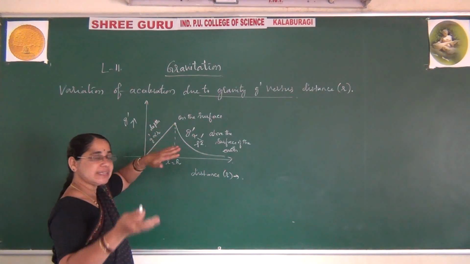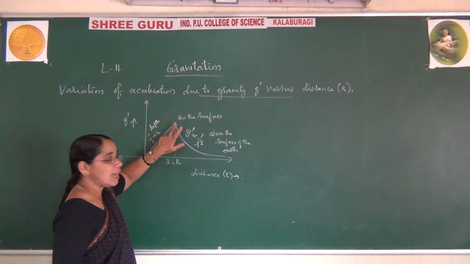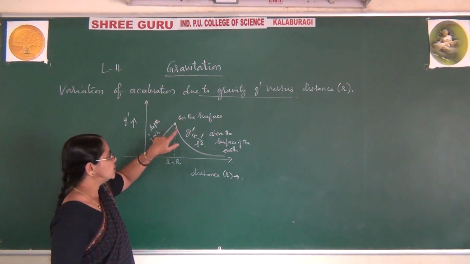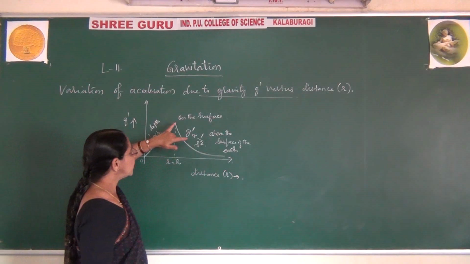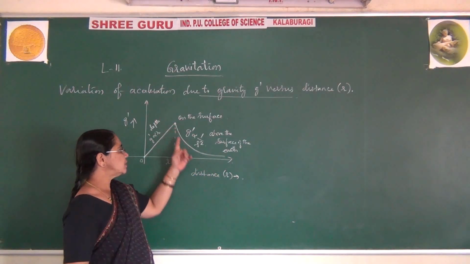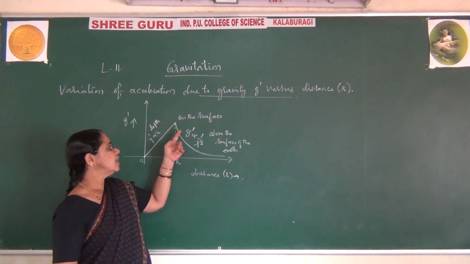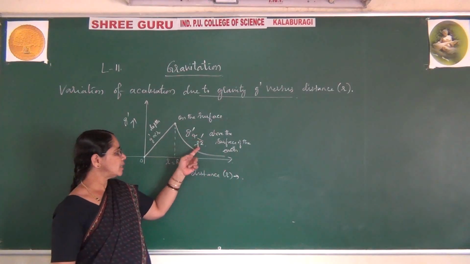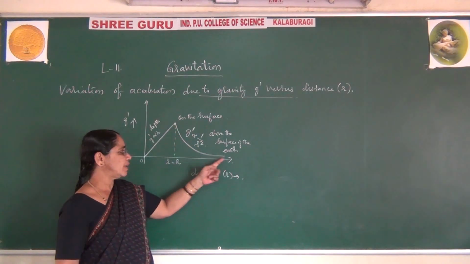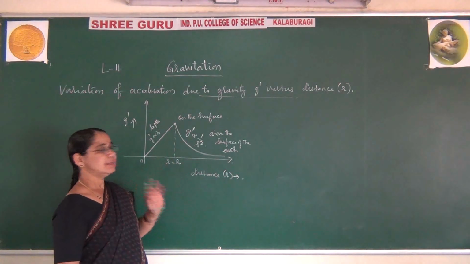When you go above the surface, again at altitudes, g decreases. How does it decrease? You get this type of graph, which is nothing but a rectangular hyperbola, where g dash is proportional to 1 by r square. So you get this type of curve. So you can observe this graph.